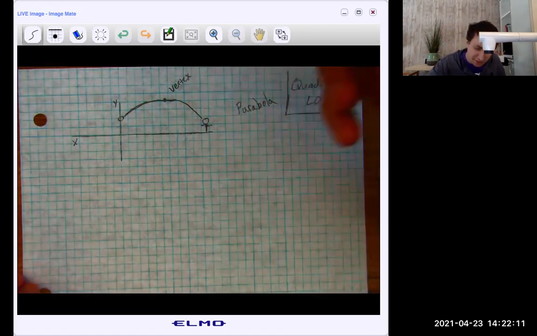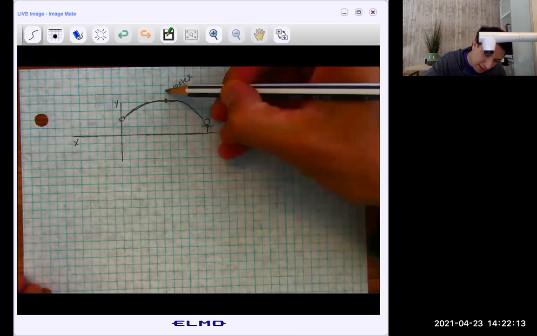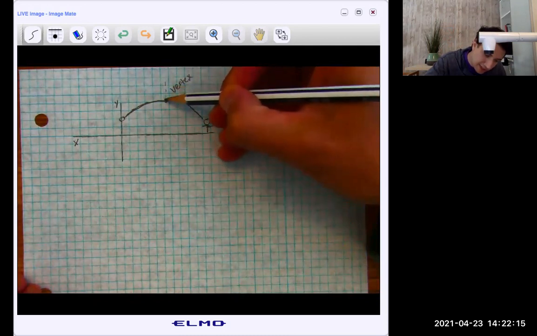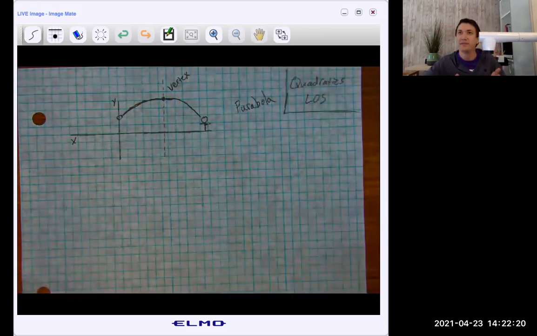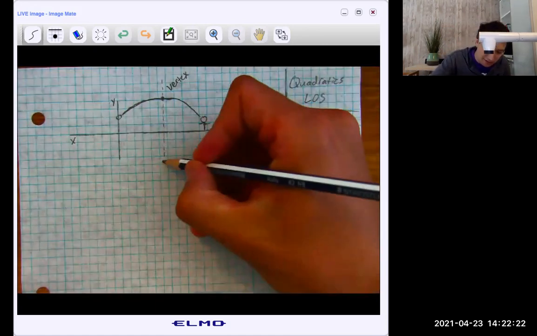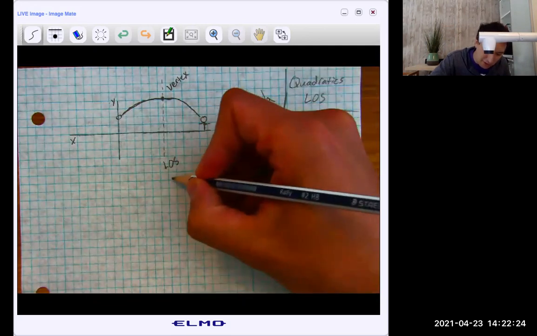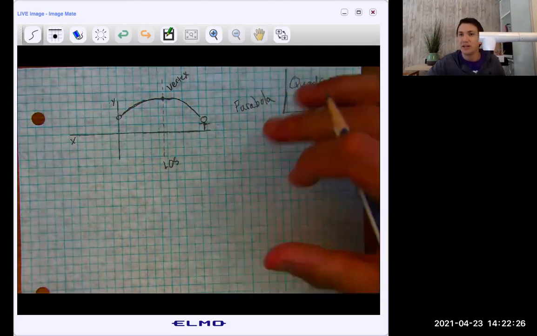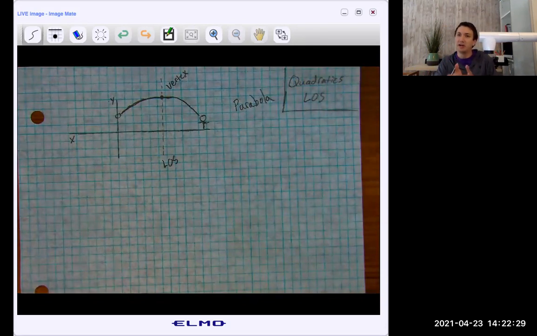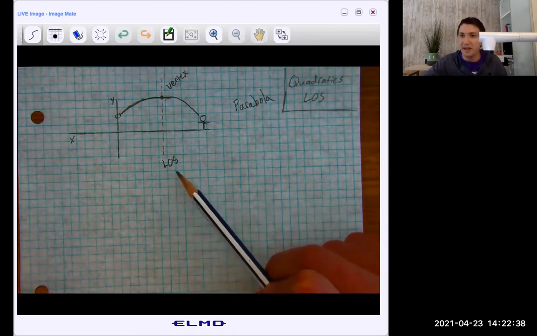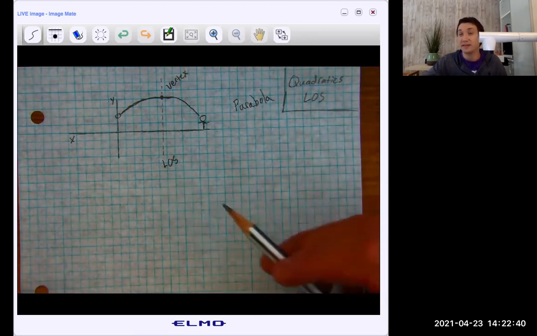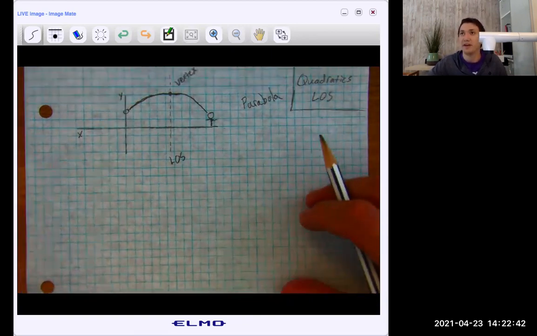And there's this other interesting thing where if I were to draw a line right through the vertex and down, it looks like I'm splitting the parabola in half. That's what we call a line of symmetry, or its axis of symmetry. It's a mirror image of itself. The parabola is a mirror image of itself on both sides of the line. So today we want to focus a lot on this LOS and how to find it. And this is what it means. So now we'll talk about how to find it.